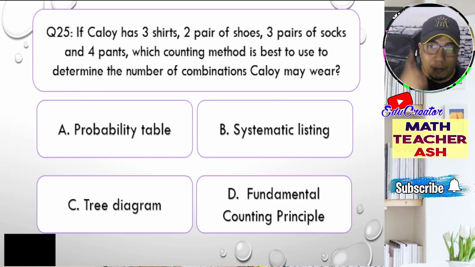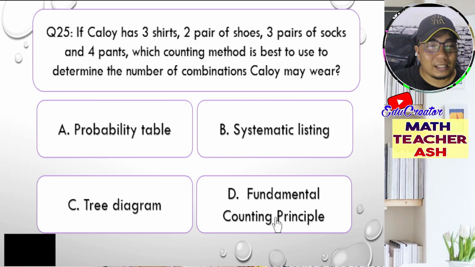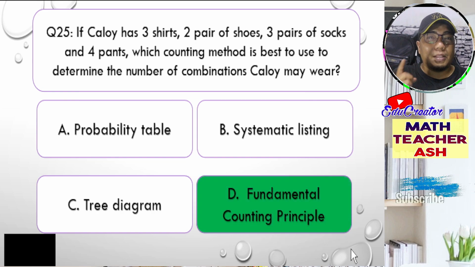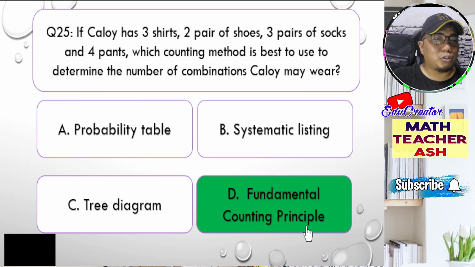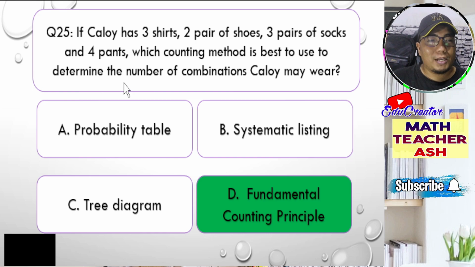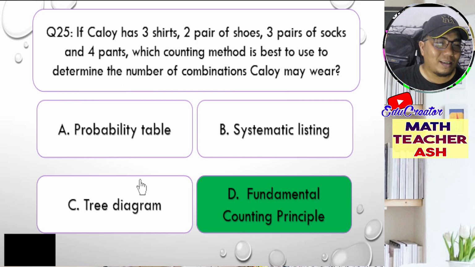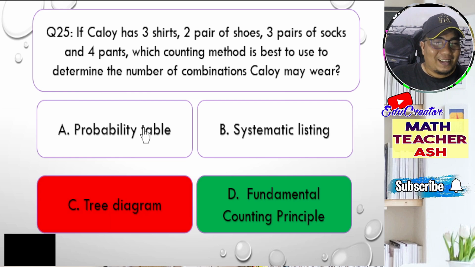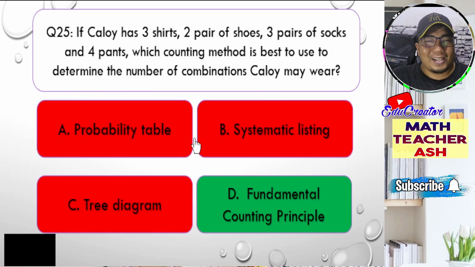So the best way to do that is very, very simple, my dear math learners, and that is the fundamental counting principle. Why? Because in the fundamental counting principle, what you need to do is just multiply those numbers, 3 times 2 times 3 times 4, and that is the total number of combinations Kaloy can wear in his clothes. So A, B, and C are wrong. I hope you got that one, my dear math learners.